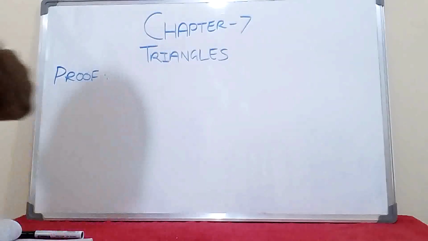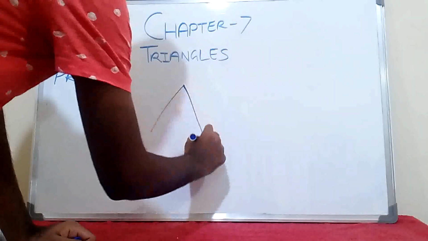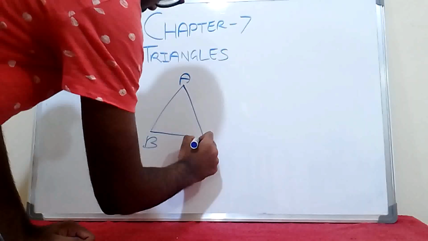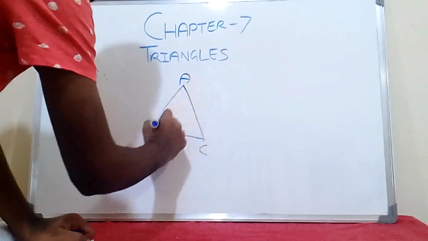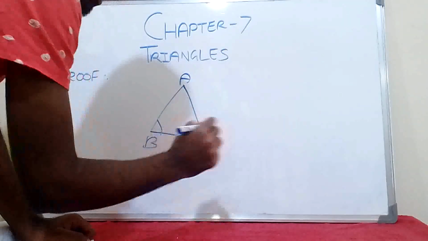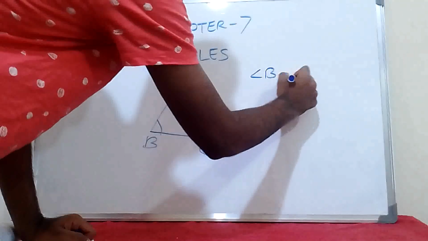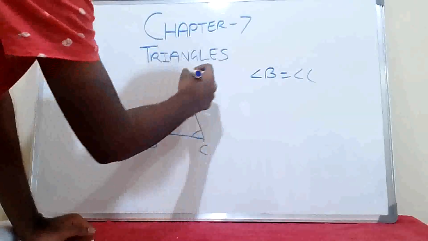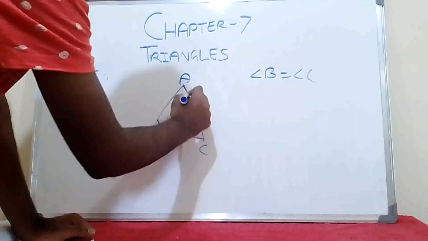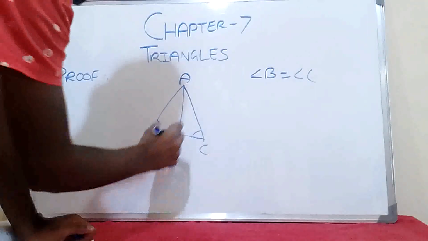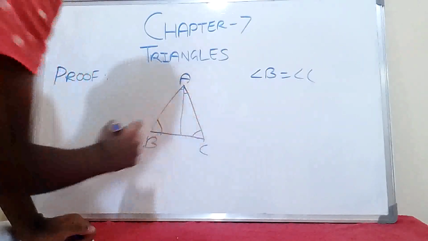Okay, now we have triangle ABC again with us, and we'll again draw. Here we have angle B equal to angle C given to us, and we need to prove that AB is equal to AC. So we will draw another angle bisector again. When we draw the angle bisector, we'll again get that this angle is equal to this angle.